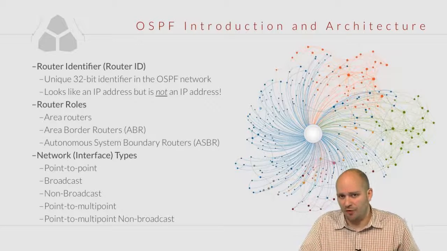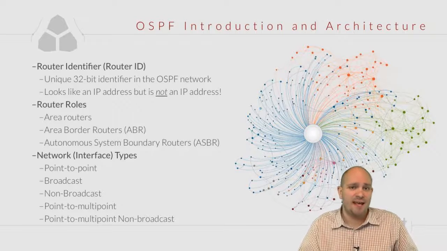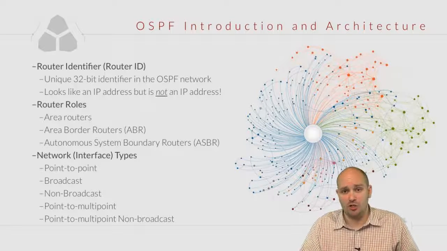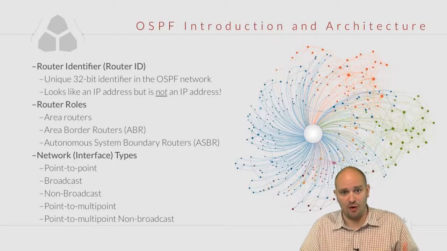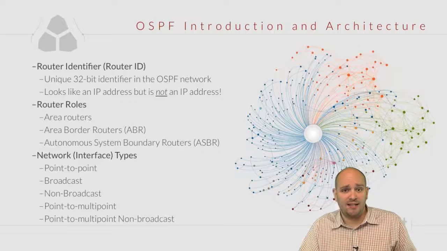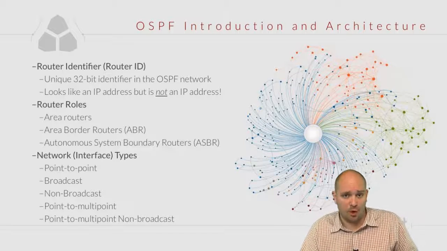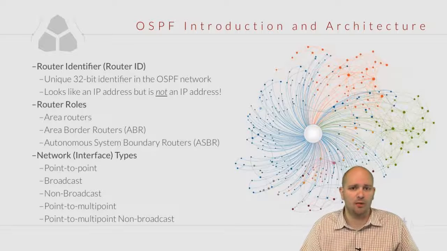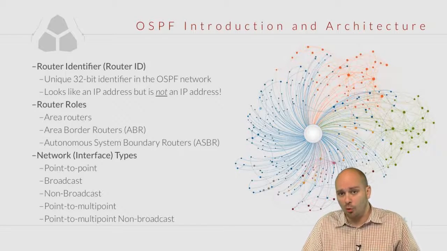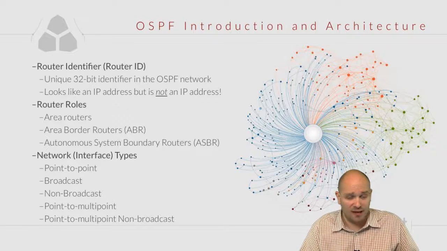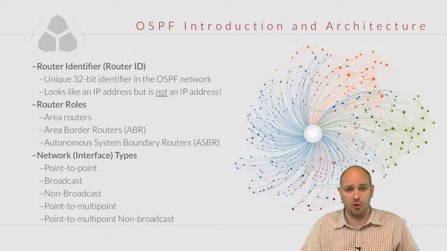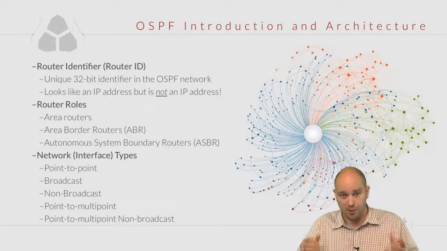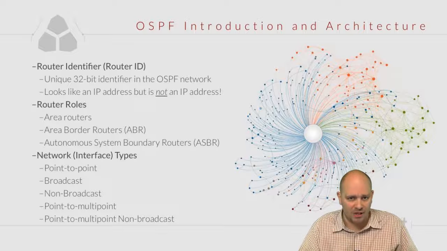A special case of area routers are routers that are in a special area which is called the backbone area, and I'm going to talk about the areas and different area types in just a minute. Routers that are sitting on boundaries of multiple areas are what we call area border routers, or ABRs for short. In Cisco's implementation of OSPF, an ABR is defined as the router that is connected to area 0, or the backbone area, and one or more other areas.